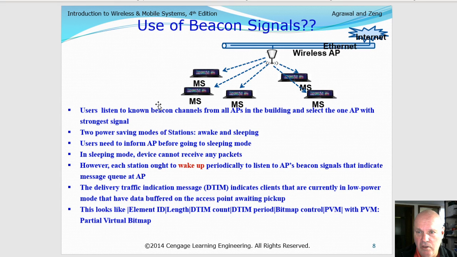Mobile systems can be in one of two modes: awake or sleeping. In sleeping mode, the access point will throttle down the data rate to that particular mobile system. Users need to inform the access point before going into sleeping mode. The stations have to wake up periodically to listen to beacon signals to find out if there's any data being held at the access point for them. And then there is a delivery traffic indication message, which indicates that stations currently in a low power or sleep mode have data buffered at the access point.